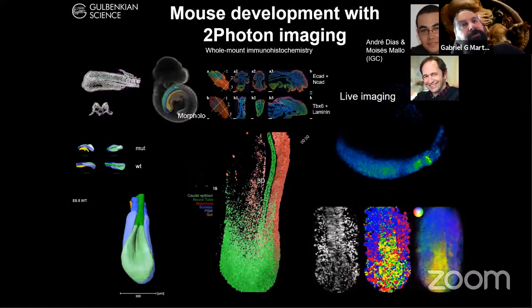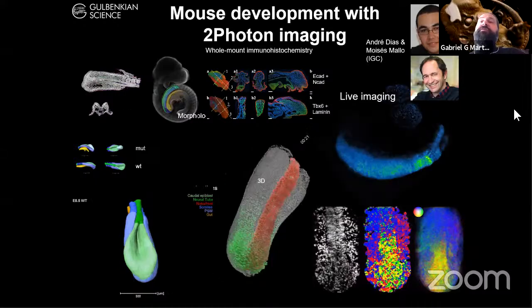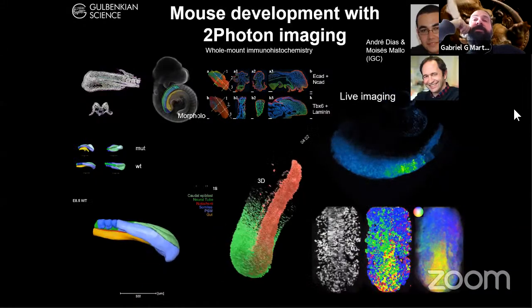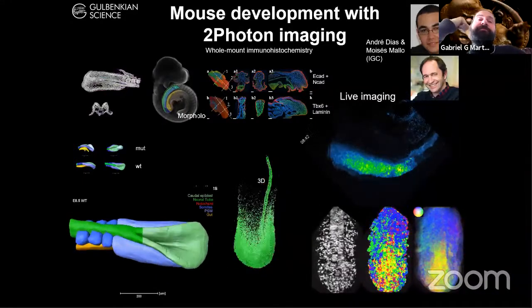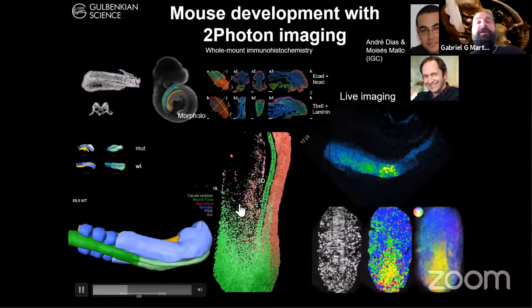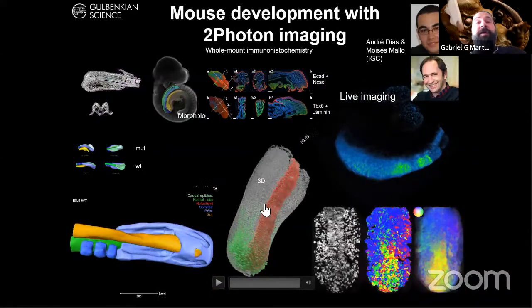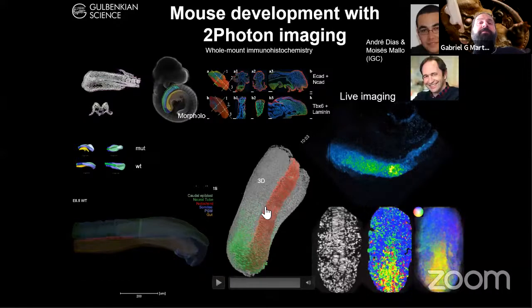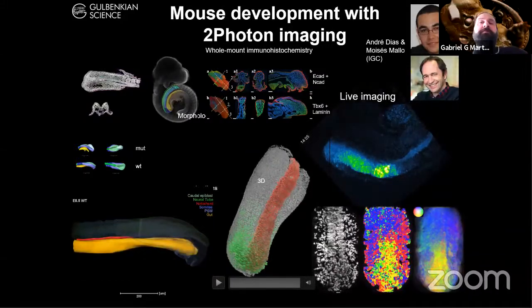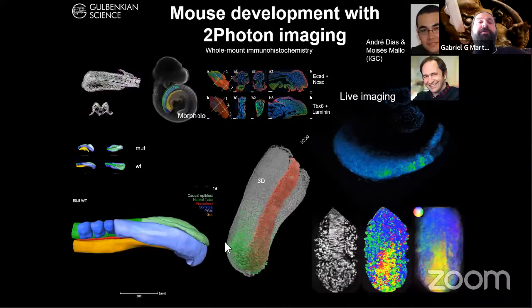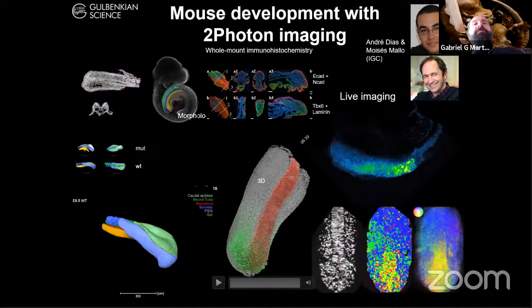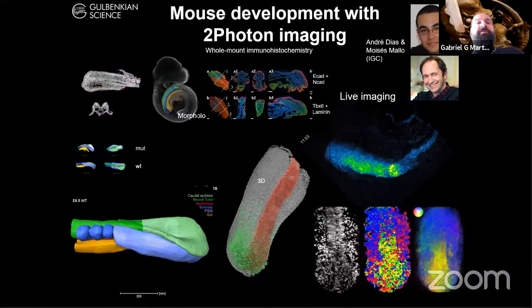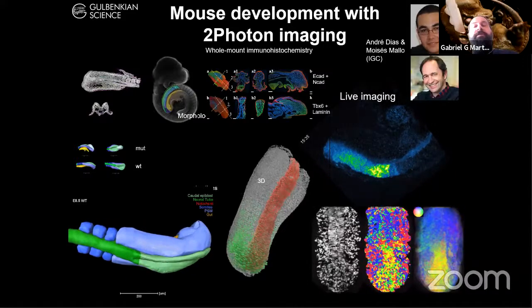Another example that we use very often for two-photon microscopy is imaging embryo development. In this case, this is done by André Diaz, who works with Moisés Melhor at the IGC as well. And you have several examples here of things that we have done with two-photon microscopy, where in this case these were imaged after fixation, post-mortem, and the tissues were cleared, and then reconstructed in three dimensions. We were able to see through the whole embryo, which would not be possible with conventional confocal microscopy. It requires a few hundred microns, and that's typically way too much for blue light. If you're using blue light to excite GFP, it'll eventually scatter and you won't be able to.